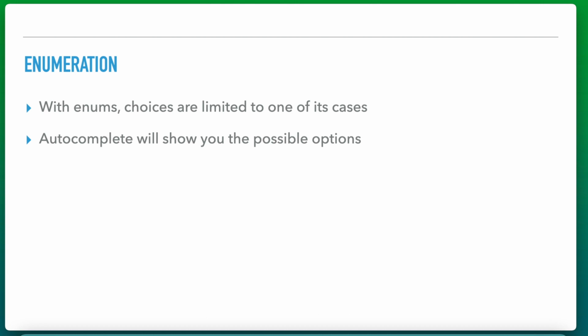With enumerations, choices are limited to one of its cases. You may only select one option at a time. Autocomplete will show you those possible options by using dot notation. All right, let's see how this actually looks with syntax.